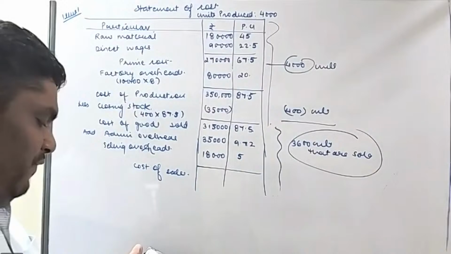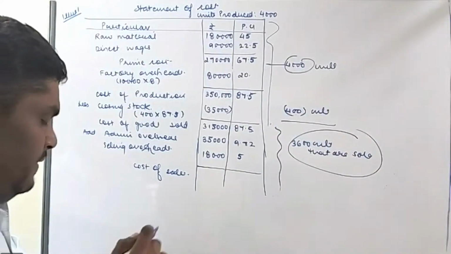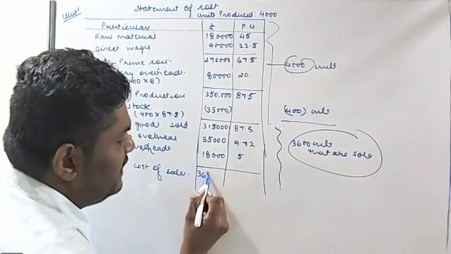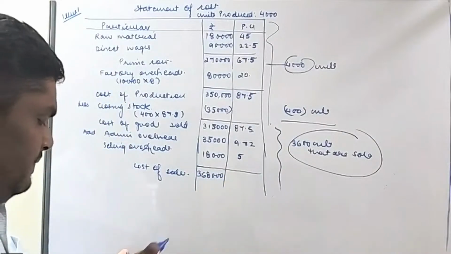That is 3,15,000 plus 35,000 plus 18,000. That is 3,68,000 for 3,600 units.